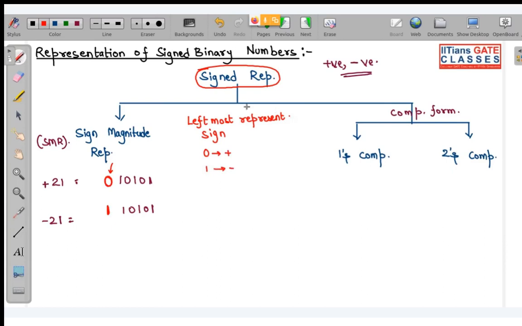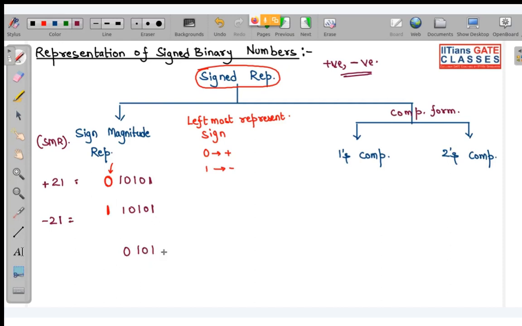Now, if you add a positive and a negative number, what should you get? You should be getting zero. So let us try to do 0 1 0, meaning this is plus 21, this is minus 21. Let us check if we get 0 or not.